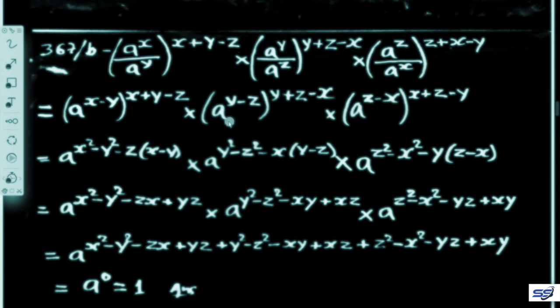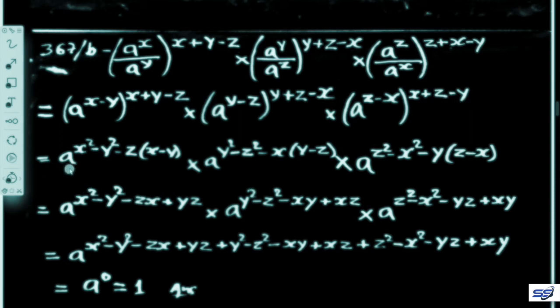So here comes a to the power (y minus z), whole power (y plus z minus x), into a to the power (z minus x), as x is subtracted. Here x is the power of the lower one and z is the power of the upper one, so the lower one is subtracted from the upper one, whole power (x plus z minus y).